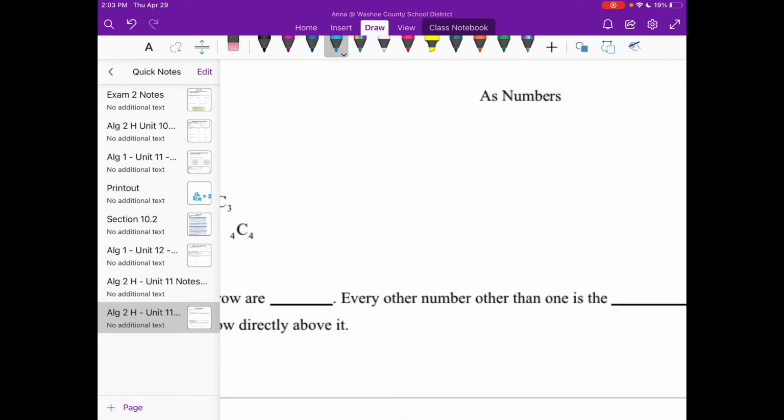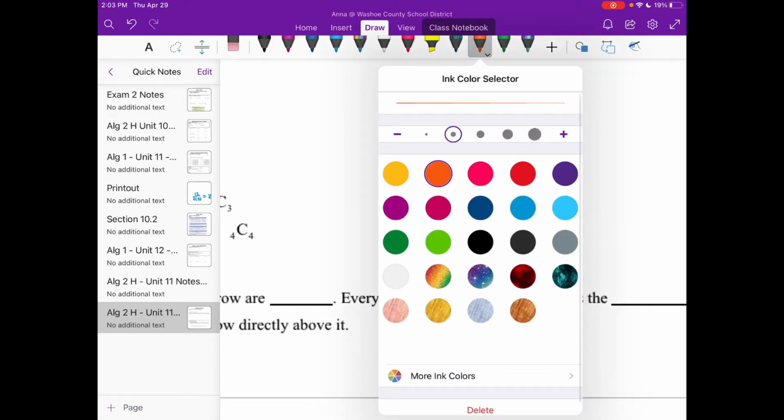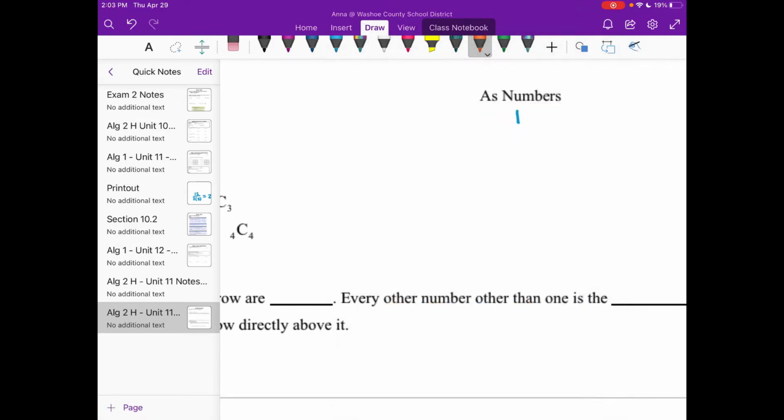So as numbers, the very top is always a 1. This is like your 0 row. Your next row is always 2 ones, 1, 1. And then from there, you build the rest of the rows. They will always start and end with 1, and then they'll be the sum of the numbers above them. So I'll start my row with a 1. The next number would be 1 plus 1, which is 2, and I'll end with a 1, like that.